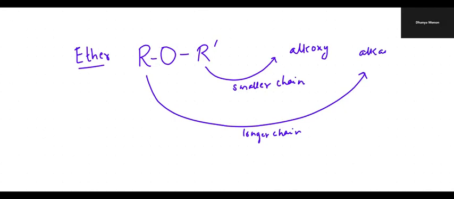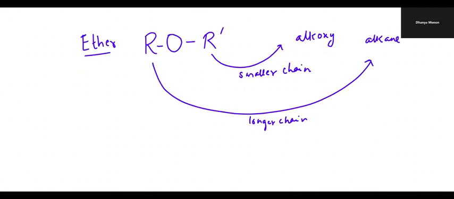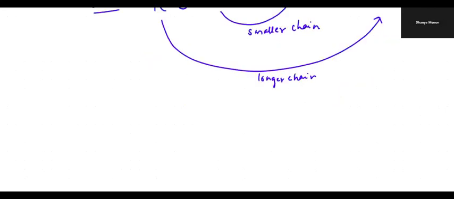We will explain with an example. So for the smaller chain, we use alkoxy. For the longer chain, we use alkane. So that's the technique we use here. Okay. Suppose we have CH3, O, CH3. Here, both are the same. So here we write methoxy methane. Because both are the same, there's no problem. We just write methoxy methane. Okay. So this is the IUPAC name.